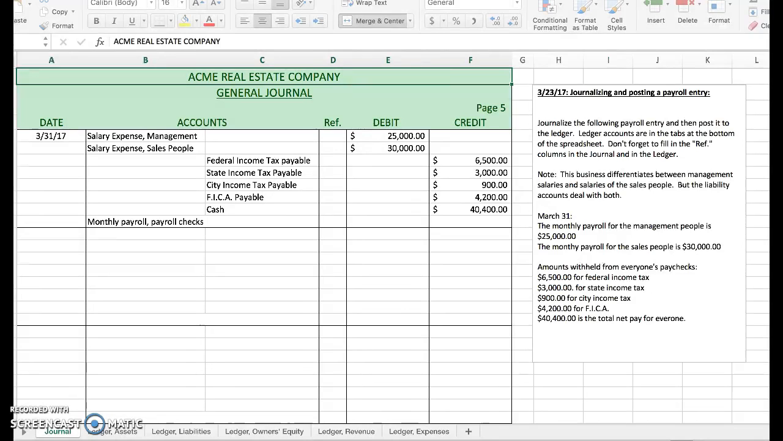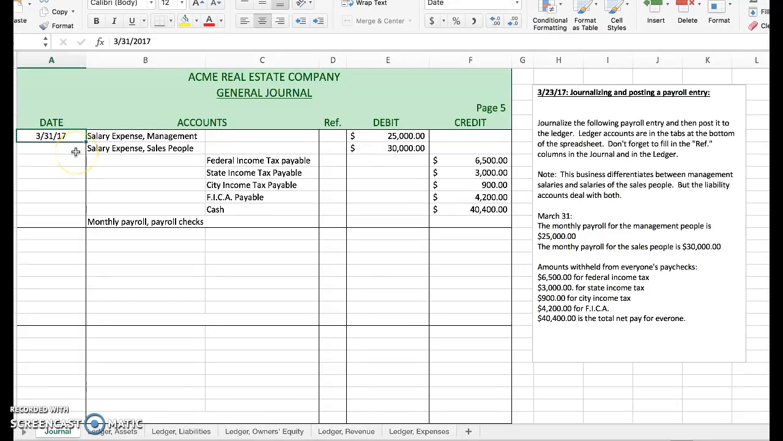So on your screen, let's take a look at what we have. This is the Acme Real Estate Company. This is the General Journal, page 5, and you see an entry already there, dated March 31, 2017. And we will assume for our purposes that this company pays their employees once a month.